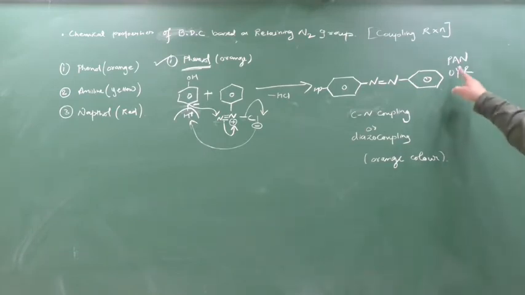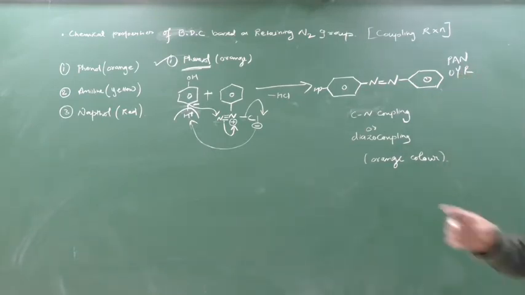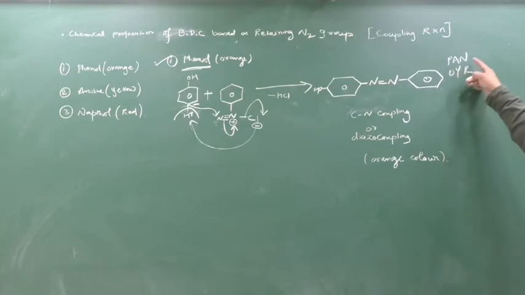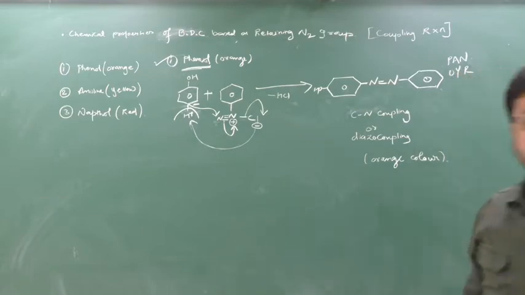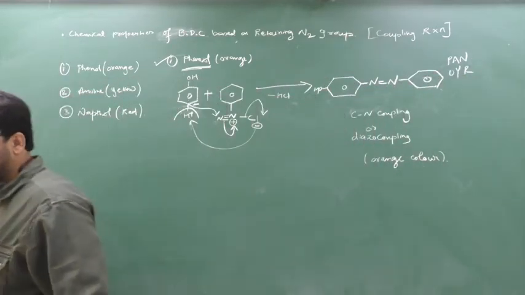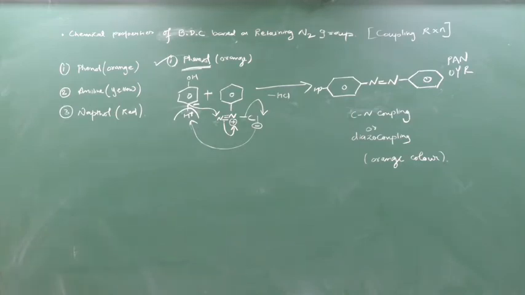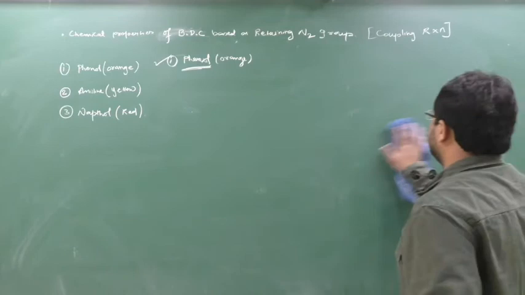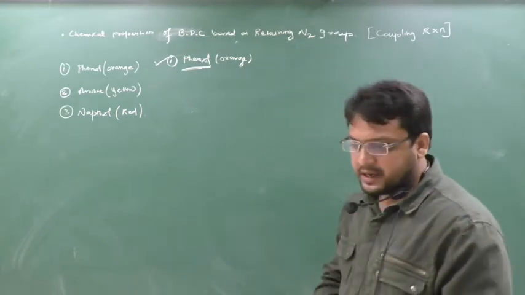Remember the shortcut PAN. PAN means P is phenol, orange dye. A is aniline, yellow dye. N is naphthol, red dye. Clear this part? Okay, write down this. So once more we will see this. Then I will go for the mechanism and then directly I will show the reaction of aniline and naphthol.